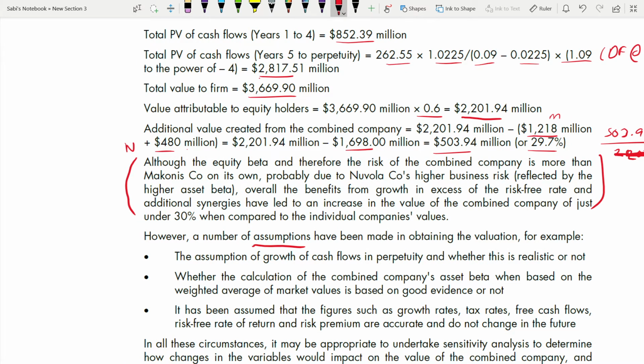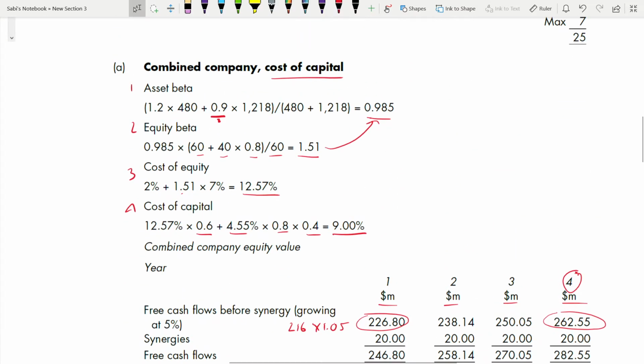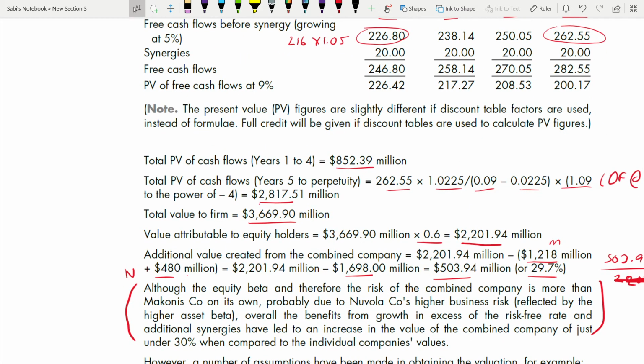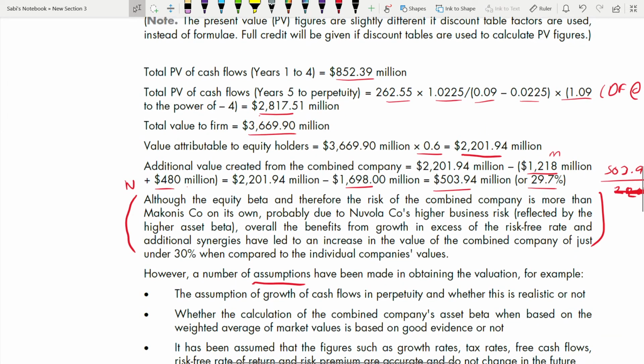Although the equity beta and therefore the risk of the combined company is more than Makoni's on its own, we saw. Probably due to why that increased, you are explaining the reason. Whenever you say something increased, you have to tell why. Probably due to Nuvola's higher business risk, reflected by the higher asset beta. Nuvola's asset beta is 1.2, so Nuvola has a higher business risk compared to Makoni. Makoni is just 0.9, which is even less than the combined company's asset beta. Because of that higher asset beta of 1.2 of Nuvola, the equity beta went up for the combined company. That means more risky, right? Overall, the benefit from the growth in excess of the risk-free rate and additional synergies have led to an increase in value of the combined company of just under 30%. We saw that additional value is just under 30% when compared to the individual companies' values.